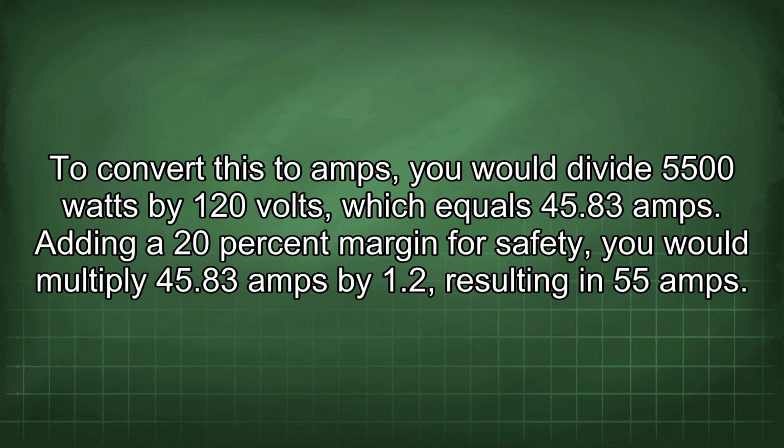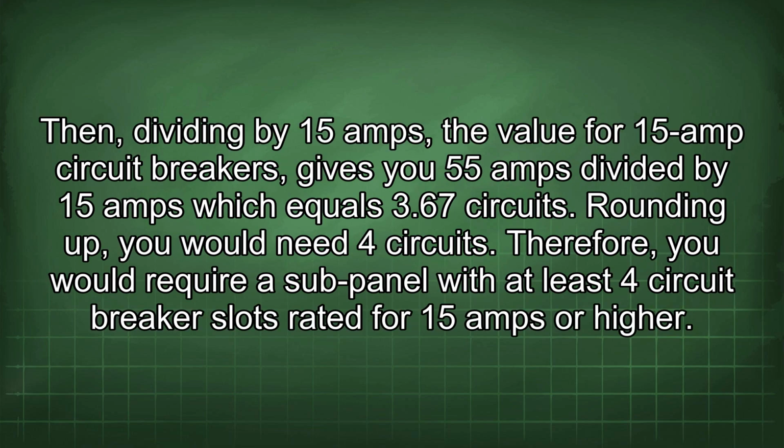For example, consider a scenario where you have 1100 feet of track with fixtures consuming a total of 5,500 watts. To convert this to amps, you would divide 5,500 watts by 120 volts, which equals 45.83 amps. Adding a 20% margin for safety, you would multiply 45.83 amps by 1.2, resulting in 55 amps. Then, dividing by 15 amps, the value for 15 amp circuit breakers, gives you 55 amps divided by 15 amps, which equals 3.67 circuits. Rounding up, you would need 4 circuits. Therefore, you would require a sub-panel with at least 4 circuit breaker slots rated for 15 amps or higher.